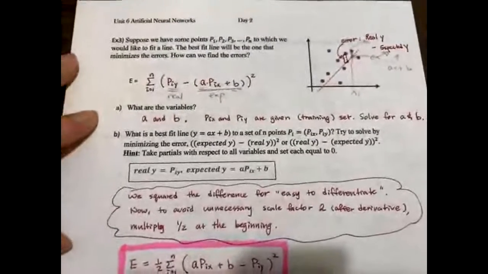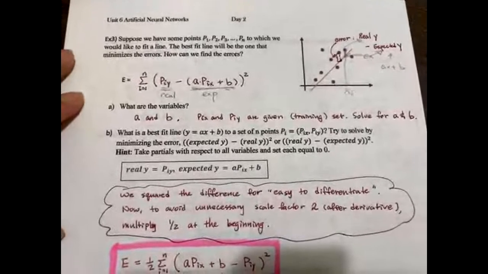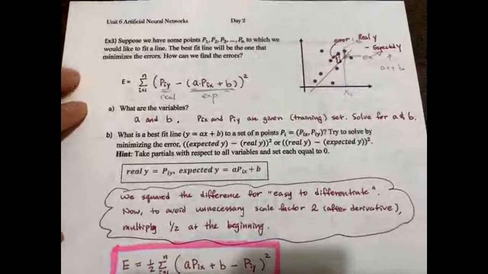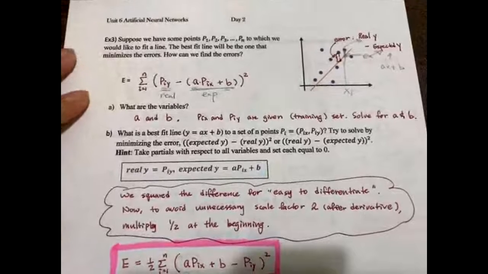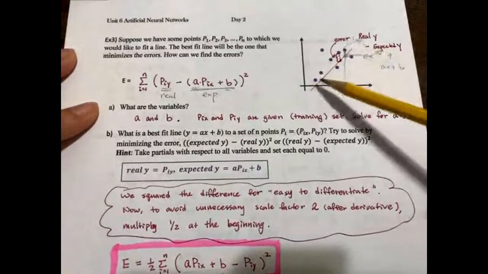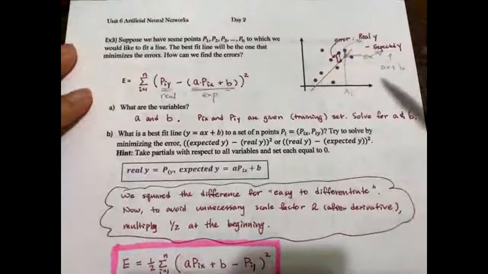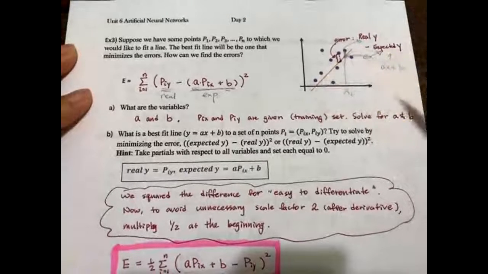Okay, we are still doing day 2. This is the second page, example 3. We also talk about this one in the day 1 note at the end. When we have lots of training sets like those things, then if we want to find the best fit line, how can we calculate the error?